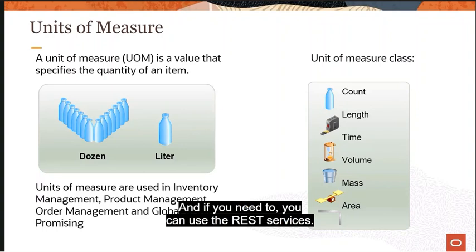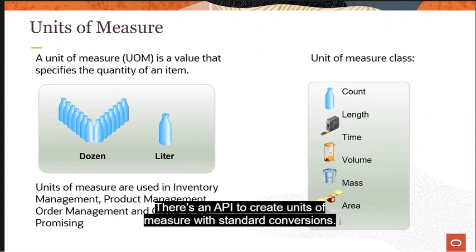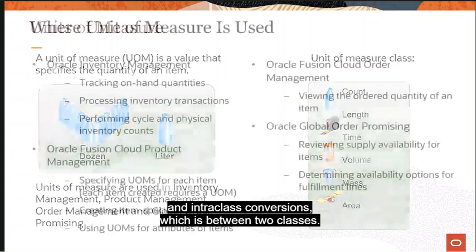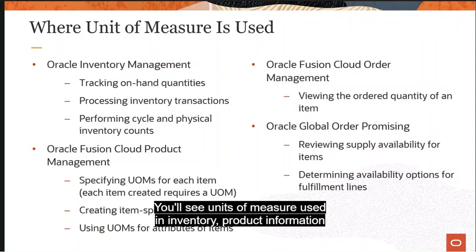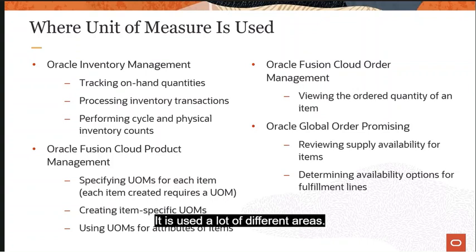And if you need to, you can use the REST services. There's an API to create units of measure with standard conversions. You can also do item-specific inter or intra-class conversions, which is between two classes. You'll see units of measure used in inventory, product information management, or product management, product hub, depending on how you've deployed that, order management, planning, global order promising. It is used in a lot of different areas.